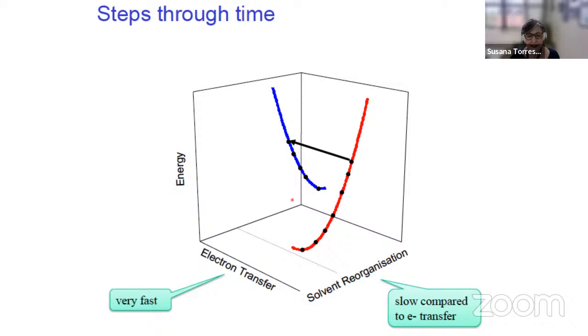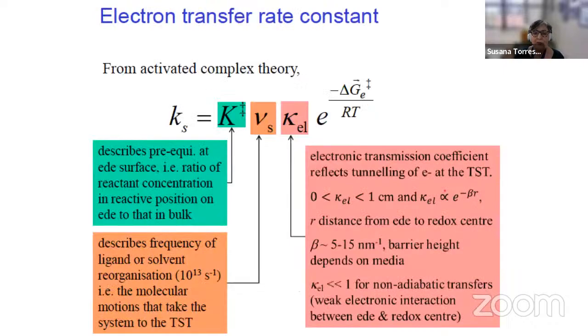And we know that here we have steps that happen at very, very different rates. We have the electron transfer, which is very, very fast, and the solvent reorganization, which is very slow compared with the electron transfer.